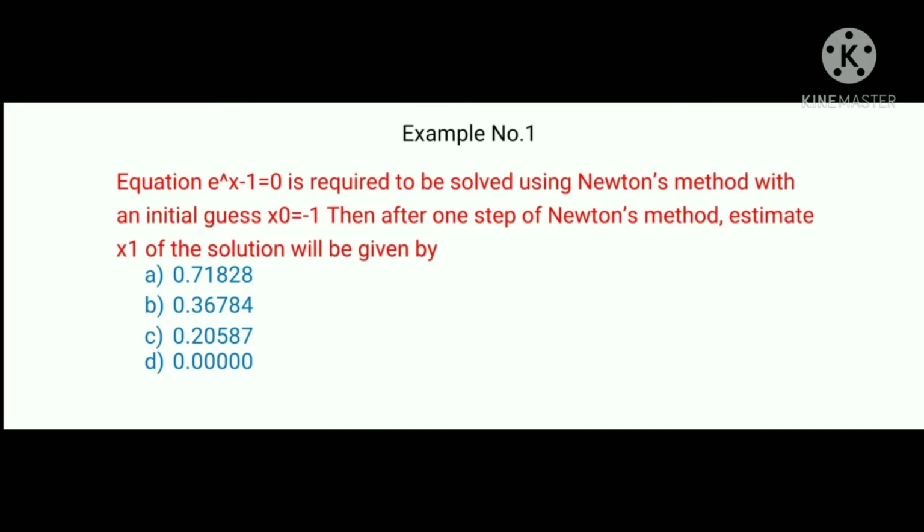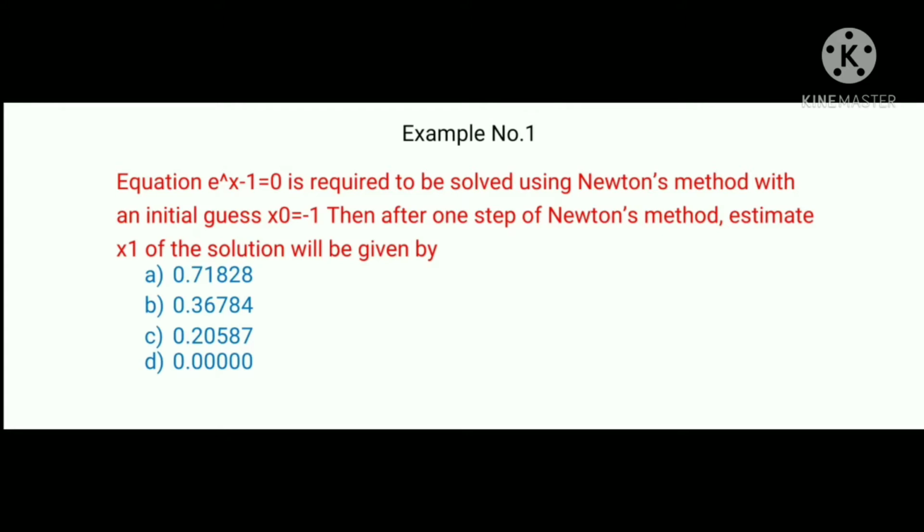The question is as follows. The equation e raised to x minus 1 is equal to 0 is required to be solved using Newton's method with an initial guess x0 equal to minus 1. Then after one step of Newton's method, the estimate x1 of the solution will be given by, and four options are given. These four options are values of x1, that is the estimate x1 by using Newton's method for the equation e raised to x minus 1 is equal to 0, considering the initial guess x0 equal to minus 1. So to solve this example you should know about the Newton Raphson method and its formula.